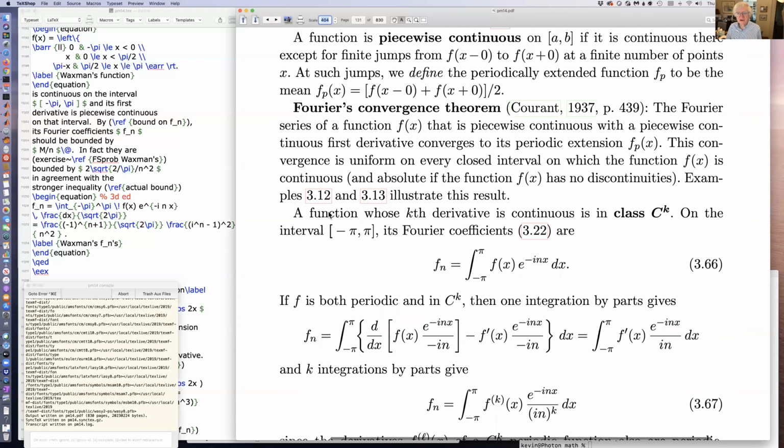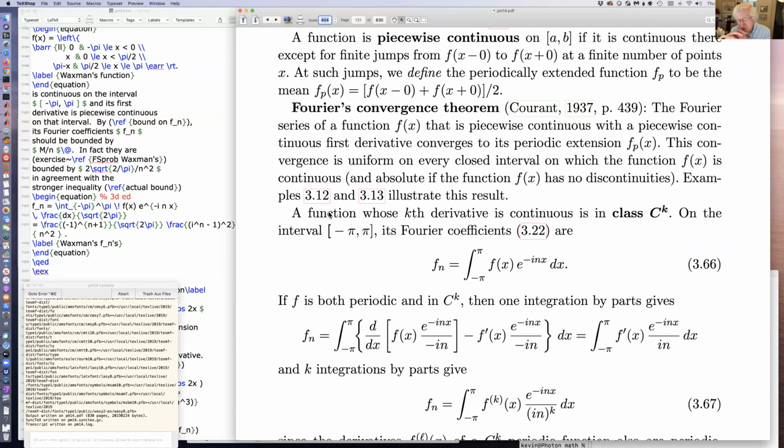Okay, here is Fourier's convergence theorem. We're not going to prove it, but I think it's worth certainly stating so we know what's going on. The Fourier series of a function that is piecewise continuous with a piecewise continuous first derivative converges to its periodic extension. And the convergence is uniform on every closed interval in which the function is continuous.